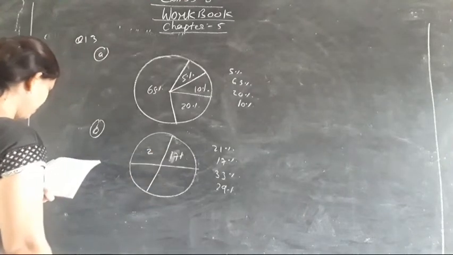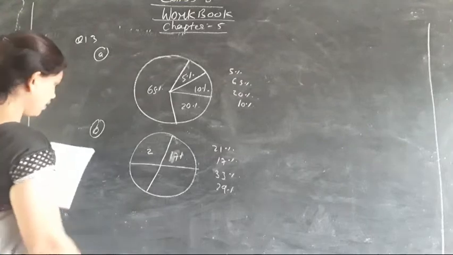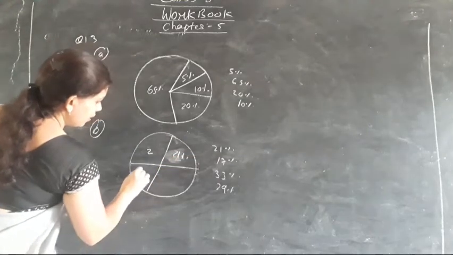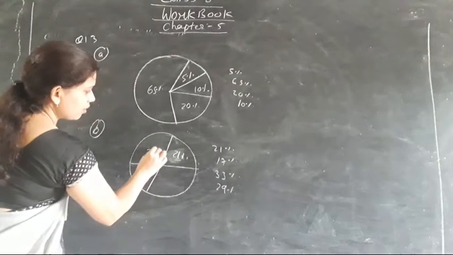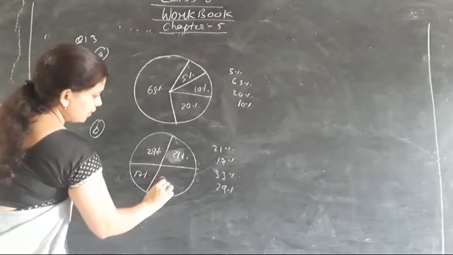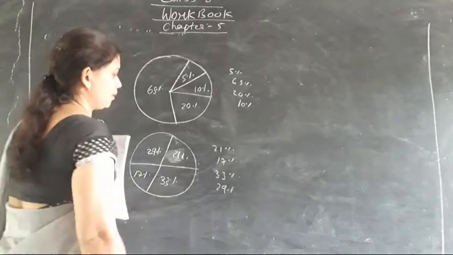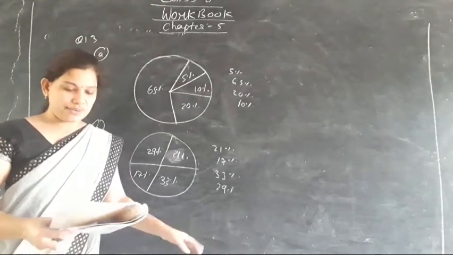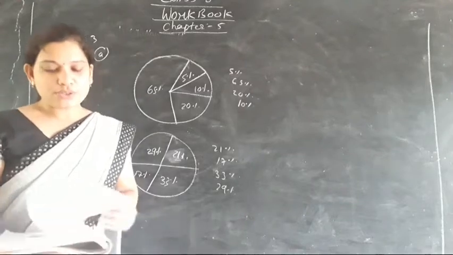After 17%, here you will mark it as a 21%. This one will be 21%. Then the smallest one is 17%. This will be 29%, and this is a greater, so it will be 33%. So you have to mark inside the circles the sectors like this. Clear everyone? Moving towards the next question, we are having.